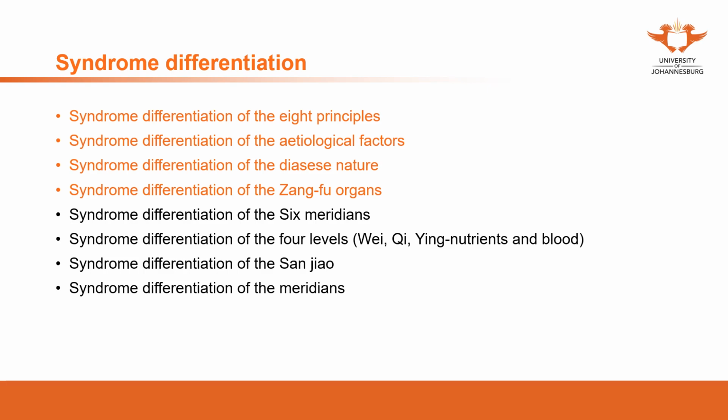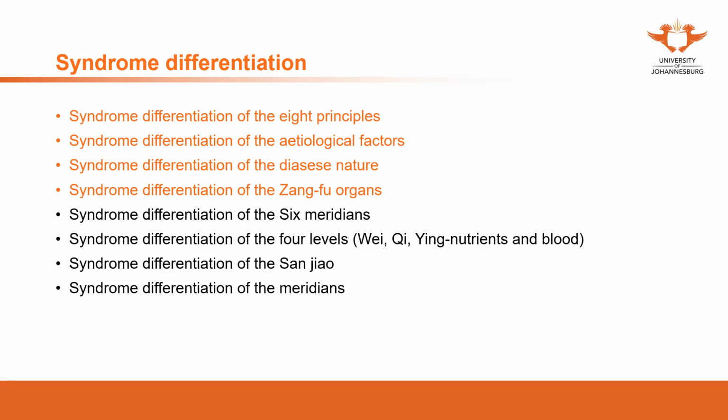The differentiation method of the meridians, we're going to study in acupuncture and moxibustion in the second year. That will go along with our study of the acupuncture points and their locations. The six meridians, the four levels, and the 三焦 differentiation methods, we're going to have a very brief introduction to, so you can have a general impression that we have these kinds of differentiation methods. We're not going into details of these three differentiation methods.